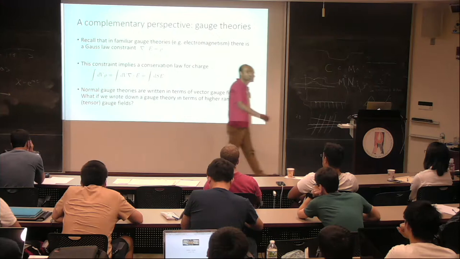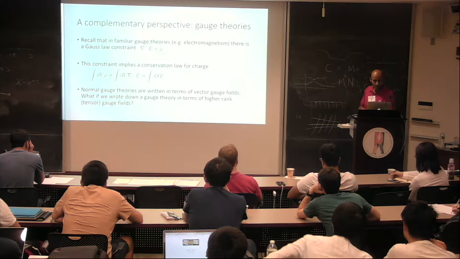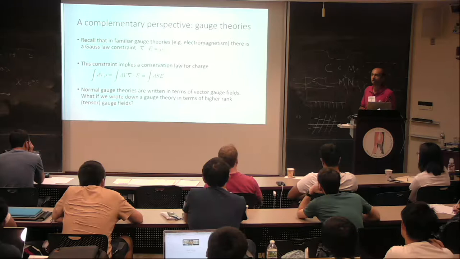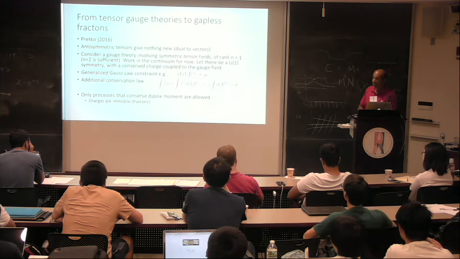Well, we want to move away from familiar gauge theories to more unfamiliar gauge theories. The gauge theories with which we are familiar are written in terms of vector gauge fields. What if we wrote down a gauge theory in terms of tensor gauge fields? Well, if we wrote down gauge theories of antisymmetric tensors, that's what's called gauge theories of forms. Those have been studied. They don't do what we're looking for. What you want to write down is gauge theories involving symmetric tensors.